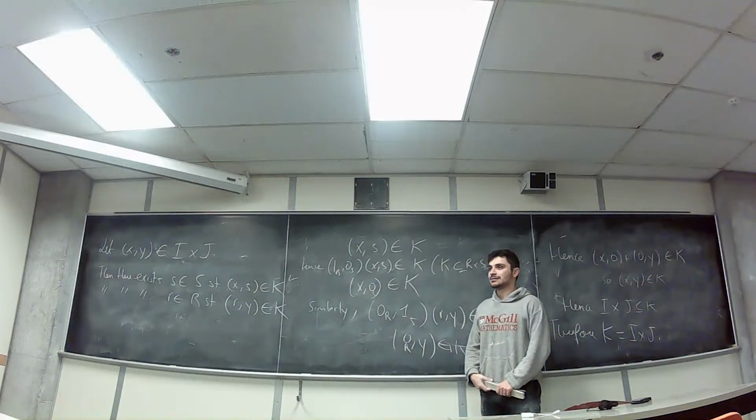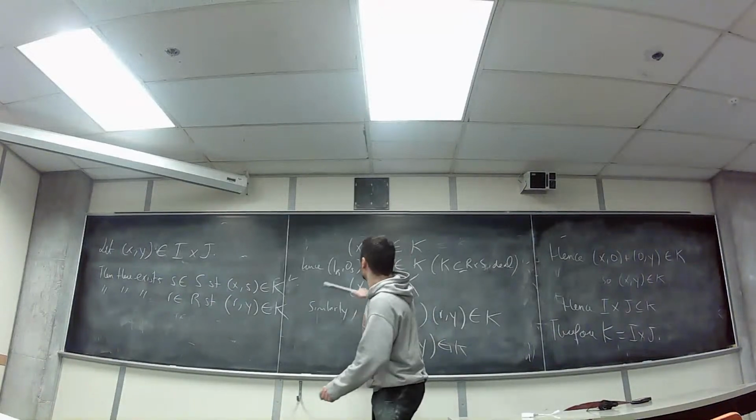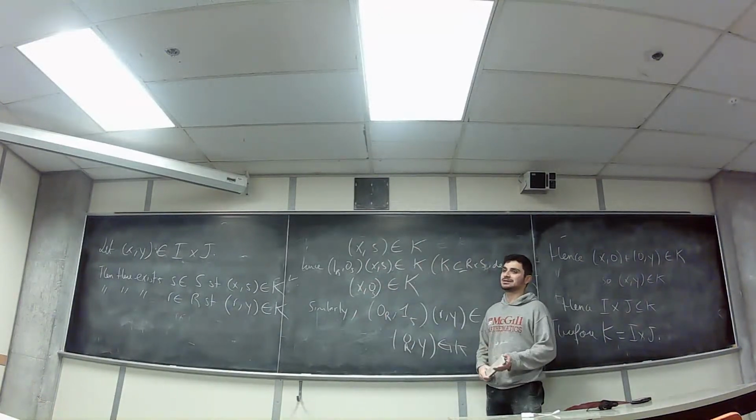How do you know what to do? Well, you need that (x,y) belongs to K. That's what you need. So if you use (2,0), it may not work. Okay? Yeah.